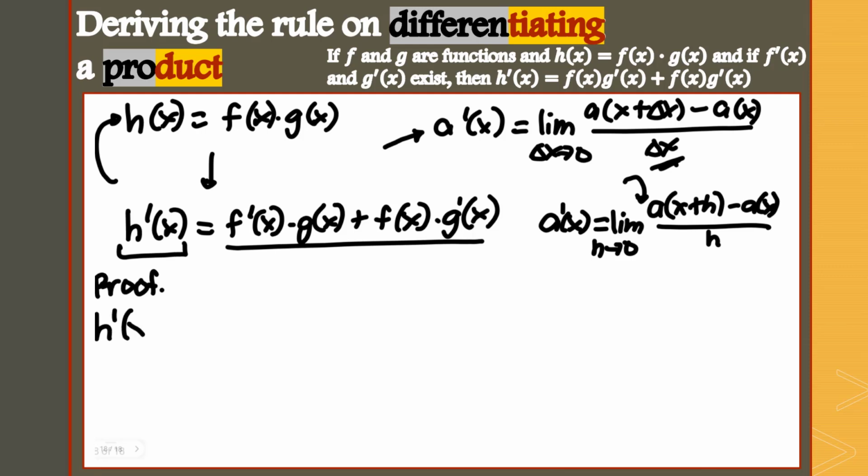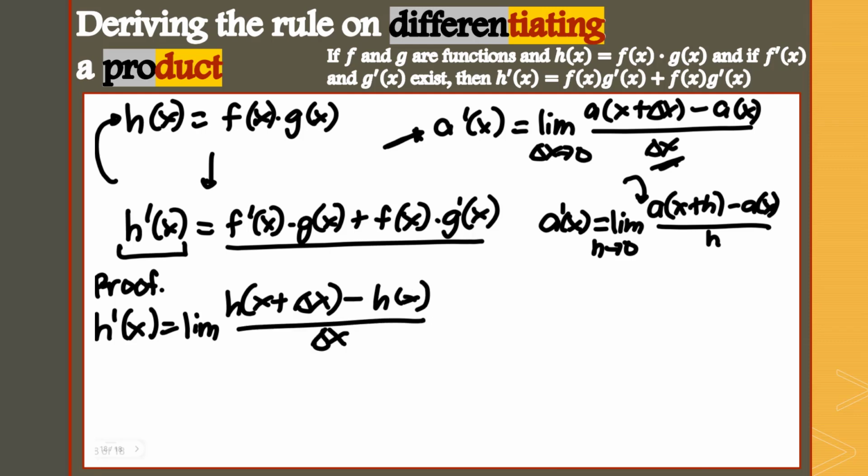H prime of x, per definition, is the limit of h of x plus the increment of x, or delta x, minus h of x over delta x as delta x approaches 0. Okay, that is by the application of the definition itself. We're going to show that this will yield this relationship. Of course, let us have a separate scratch here.